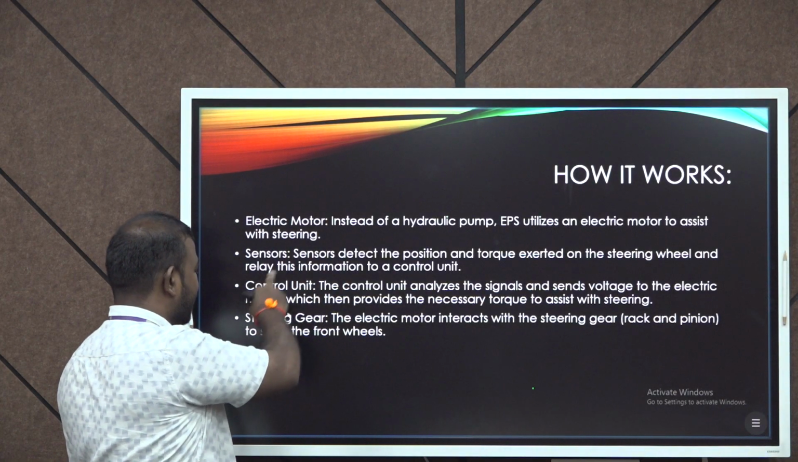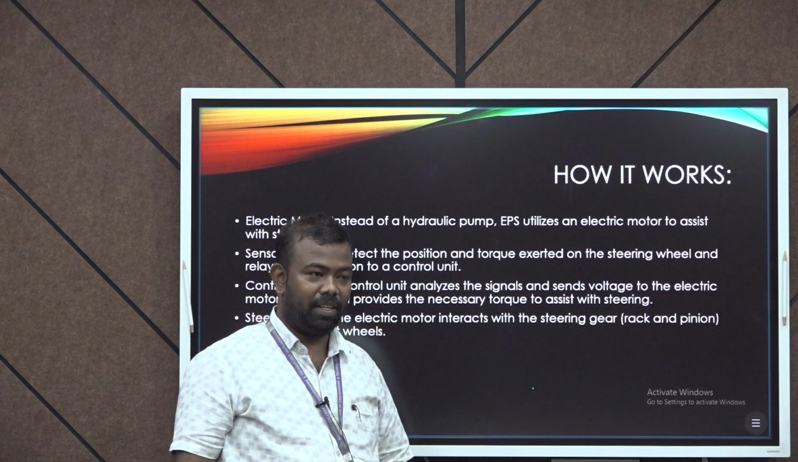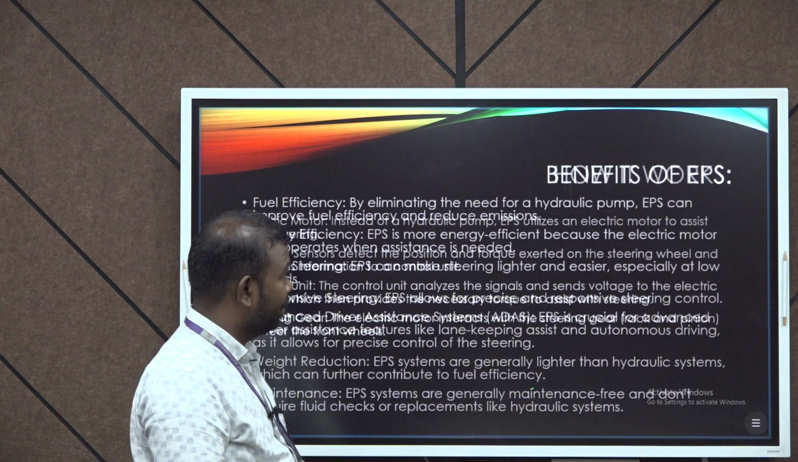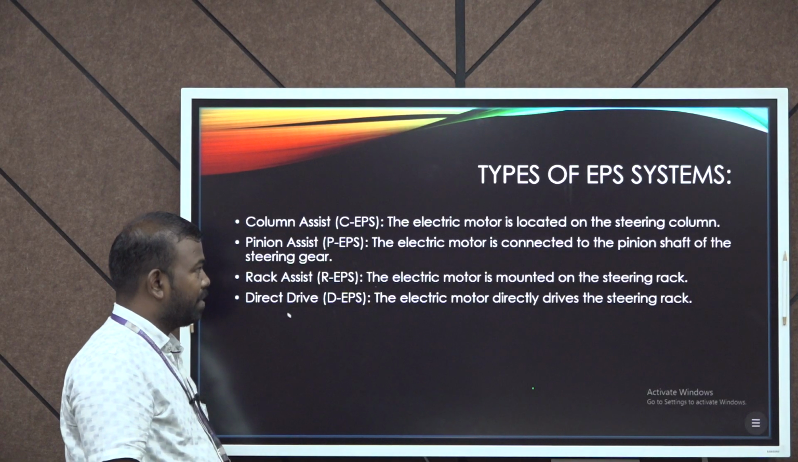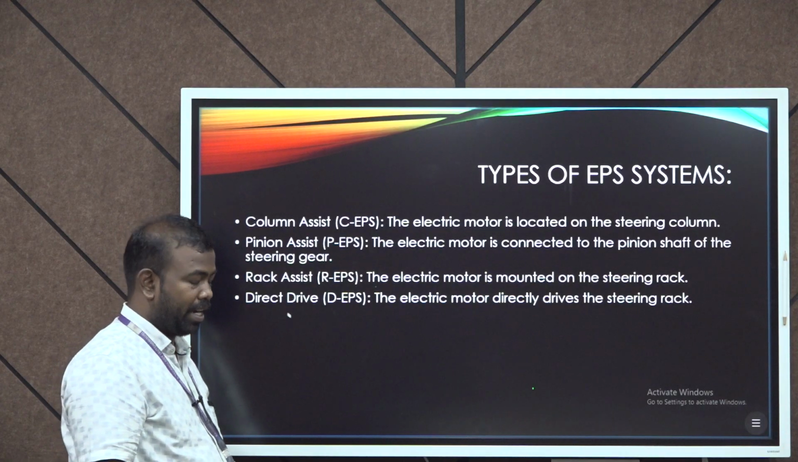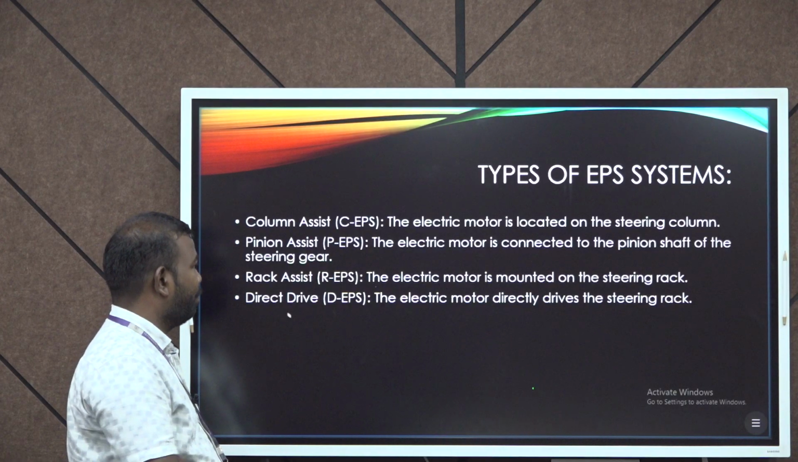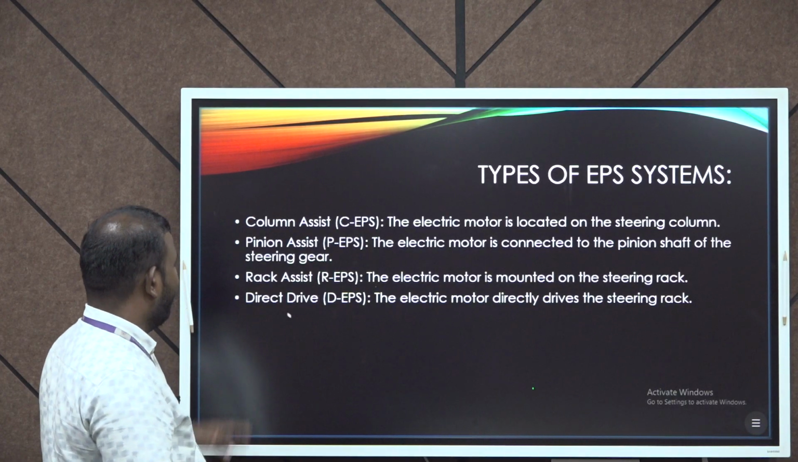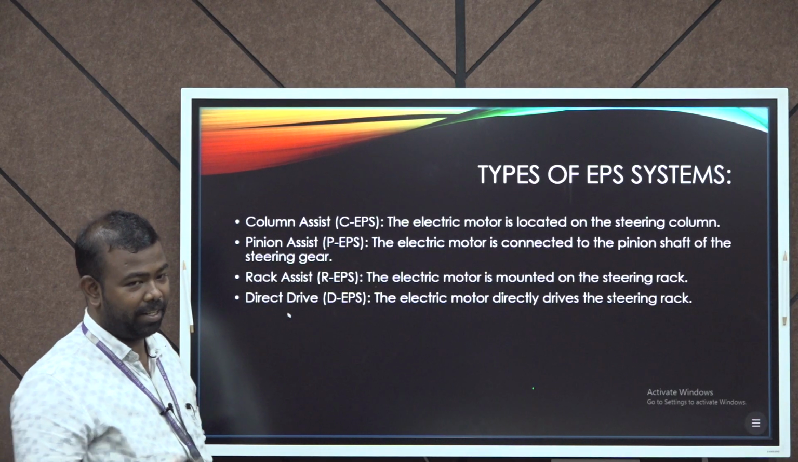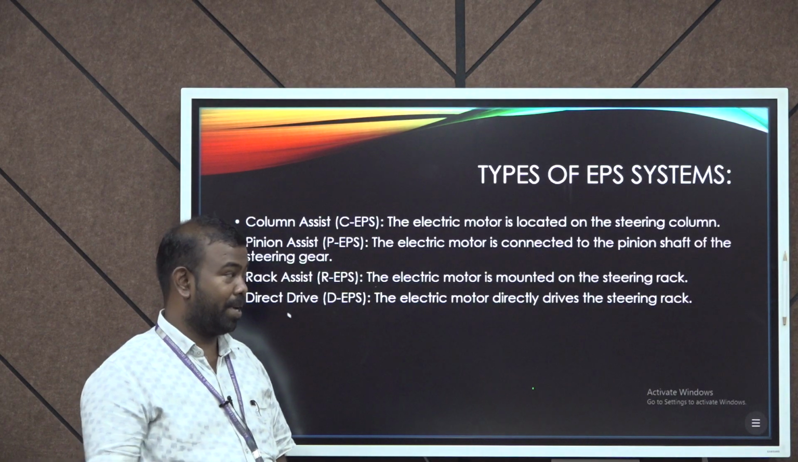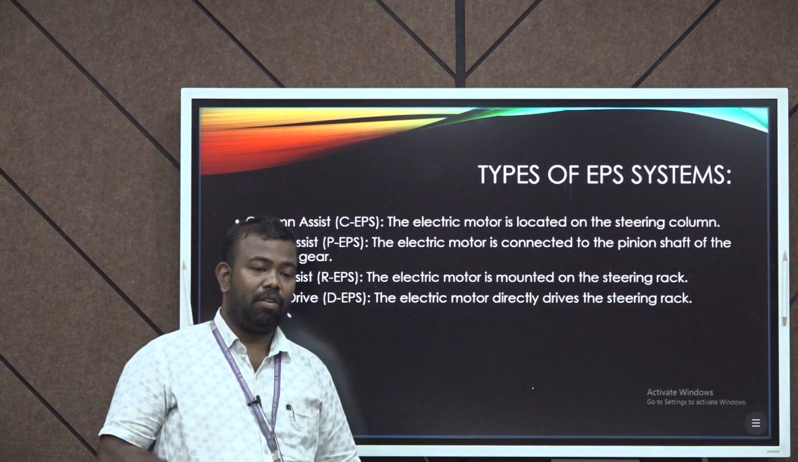These are the components used in the electronic power steering system. First one is the electric motor, sensor and control unit, and steering gears. These are the main components used for electric steering. There are four types of electrical power steering: column assist, that is C type, P, R and D type. Normally the pinion assist method has better advantages, because that pinion moves with the motor movement, right.